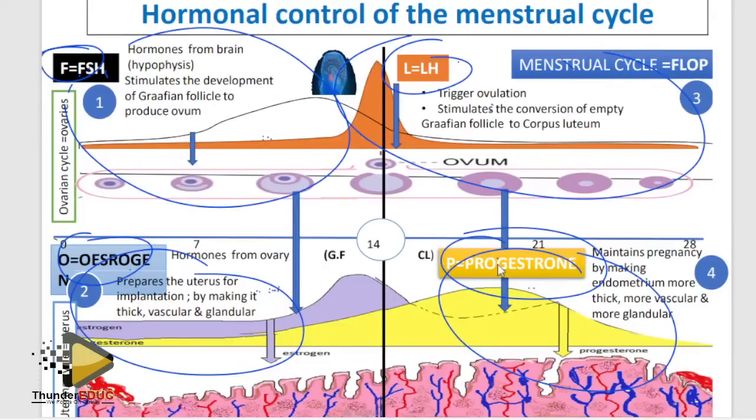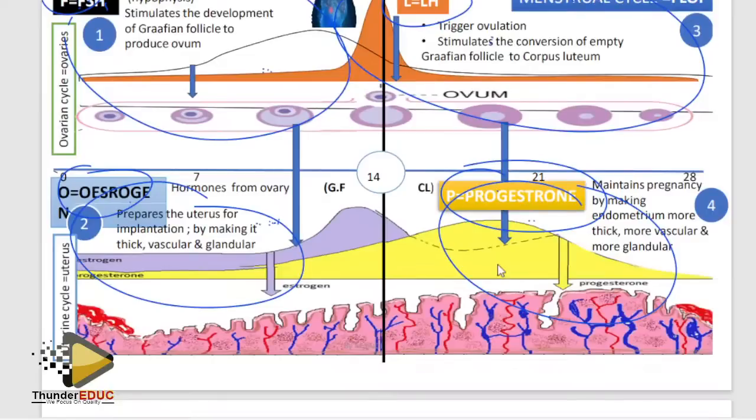Now they ask you, did the fertilization take place? What are you looking at? Look at the level of progesterone. If it drops, no. Look at the endometrium. If it shrinks, menstruation is there. Look at the corpus luteum. If it becomes smaller, then fertilization did not take place.